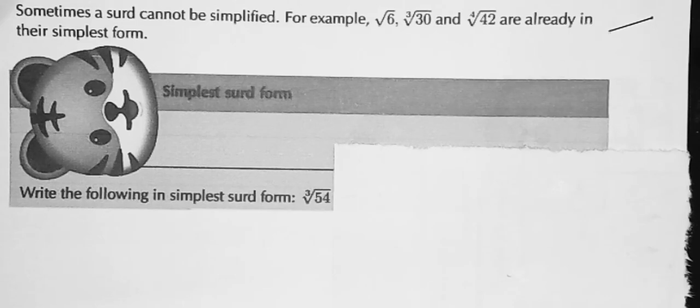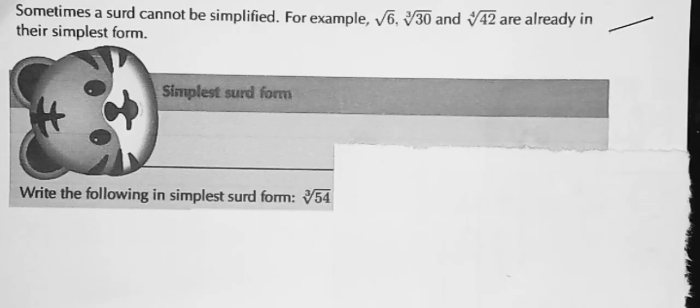Said cannot be simplified. For example, square root of 6, cube root of 30 and fourth root of 42 are already in their simplest form. They are already in their simplest form, which means that they cannot actually be simplified.